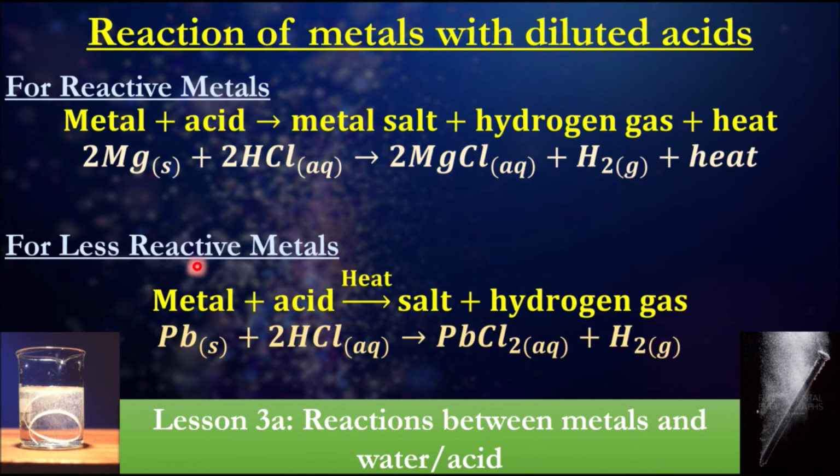If we're dealing with a less reactive metal, then additional heat might need to be used. For example, the reaction between lead and hydrochloric acid, we might need to heat up the hydrochloric acid first. It doesn't need to be super hot. It could just be at 30, 40 degrees, a bit warmer. And that would cause the reaction to occur to make lead chloride and hydrogen gas.